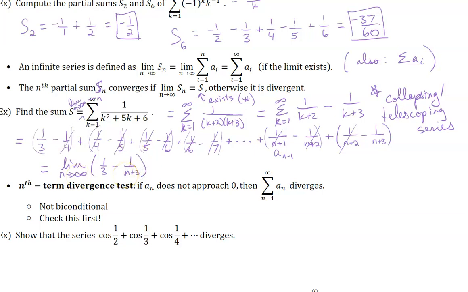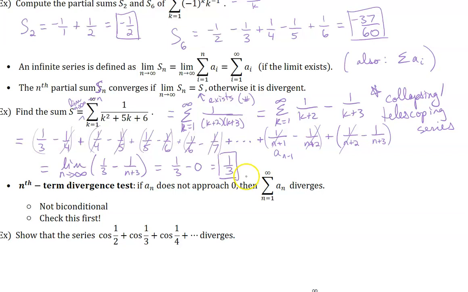And then this we can evaluate, okay? That's just 1/3 minus 0, which is 1/3. All right, so the infinite sum of this series is 1/3. Even though there's an infinite number of terms, the sum of all of those terms approaches 1/3, okay?